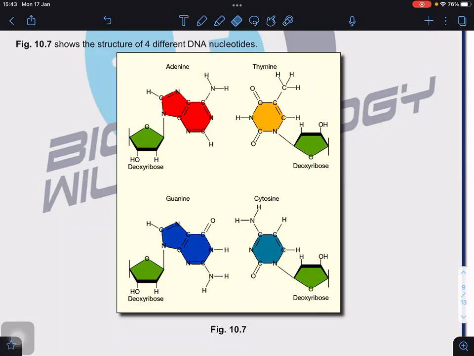So between A and T, only 2 hydrogen bonds, guys. A and T, 2 hydrogen bonds. You can try to draw it out. So I see A and T, A and T, 2 hydrogen bonds. C and G, 3 hydrogen bonds.